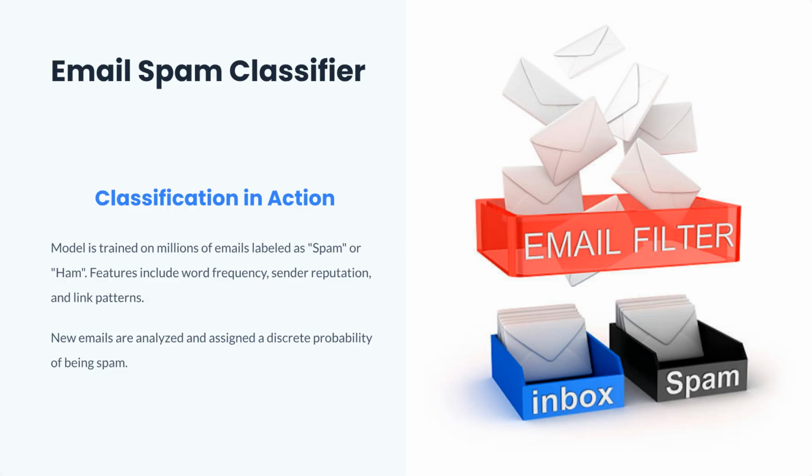A classic example of classification in action is an email spam classifier. The model is trained on emails labeled as spam or ham. It uses features like word frequency to assign a probability of a new email being spam.